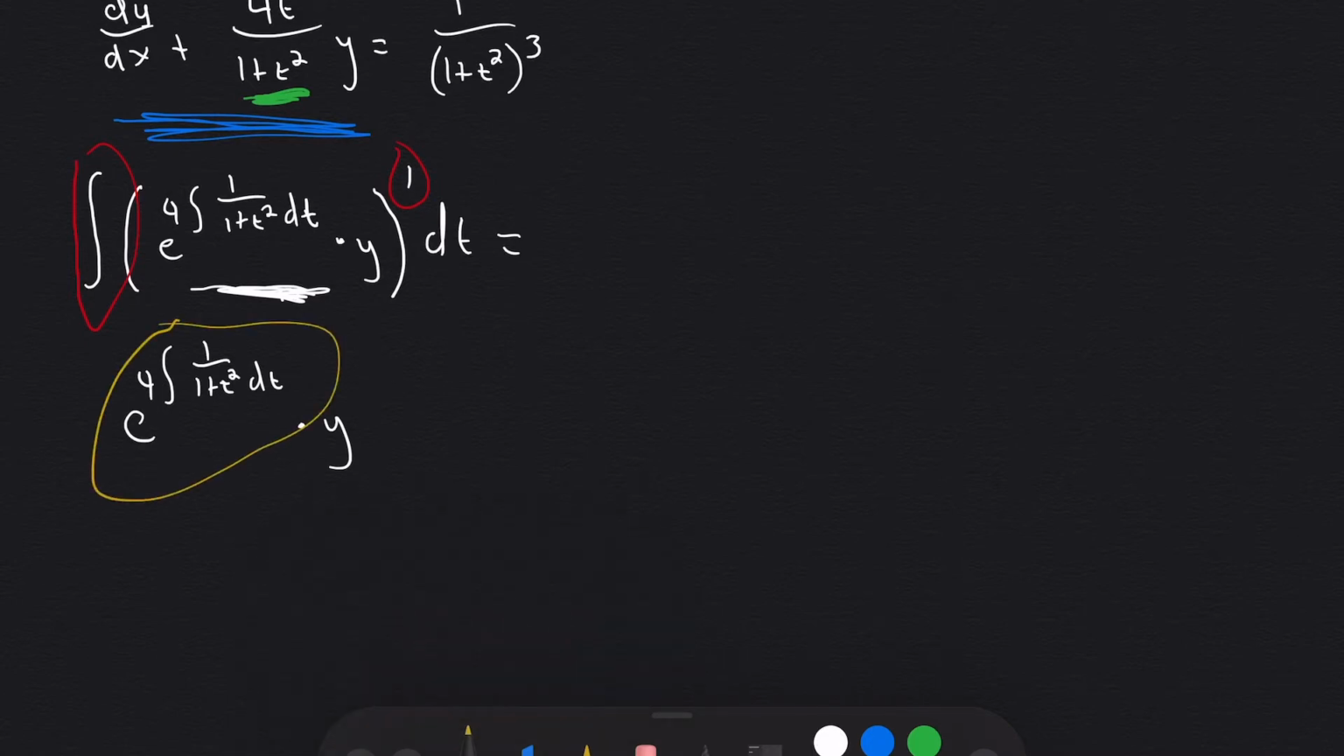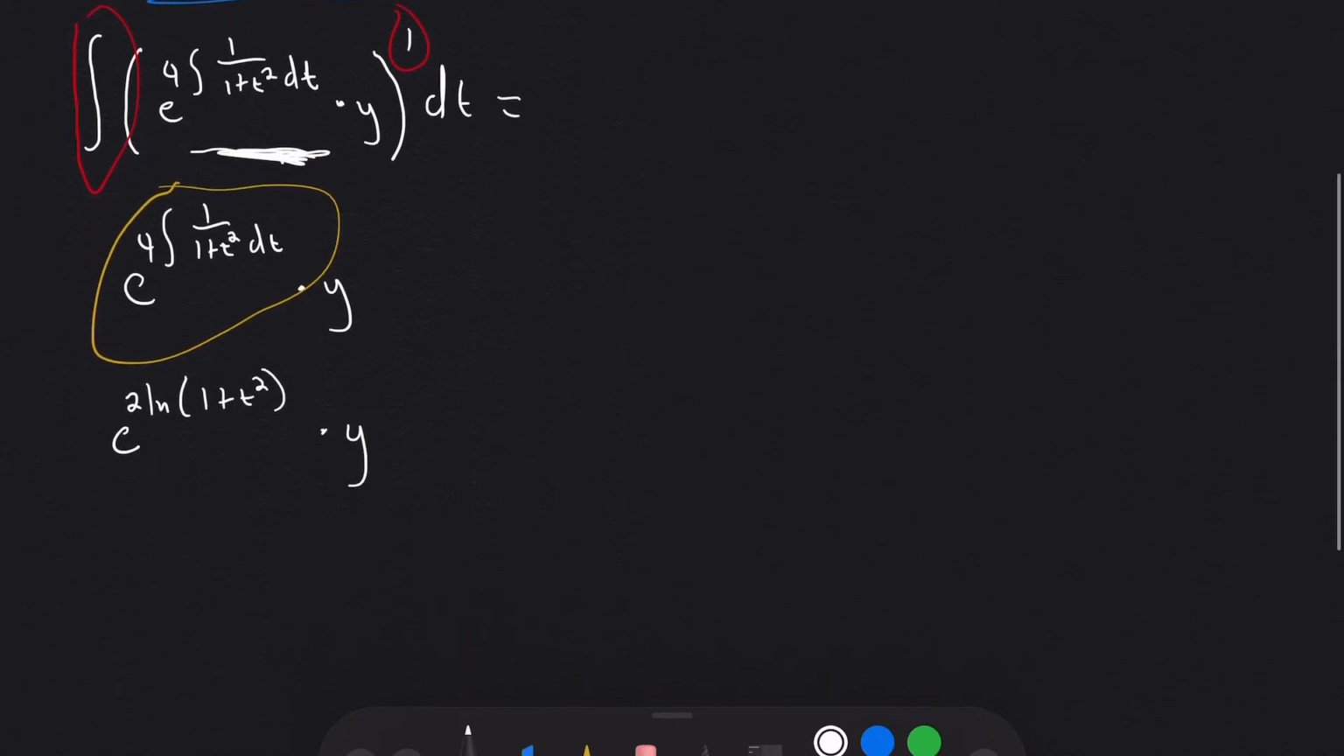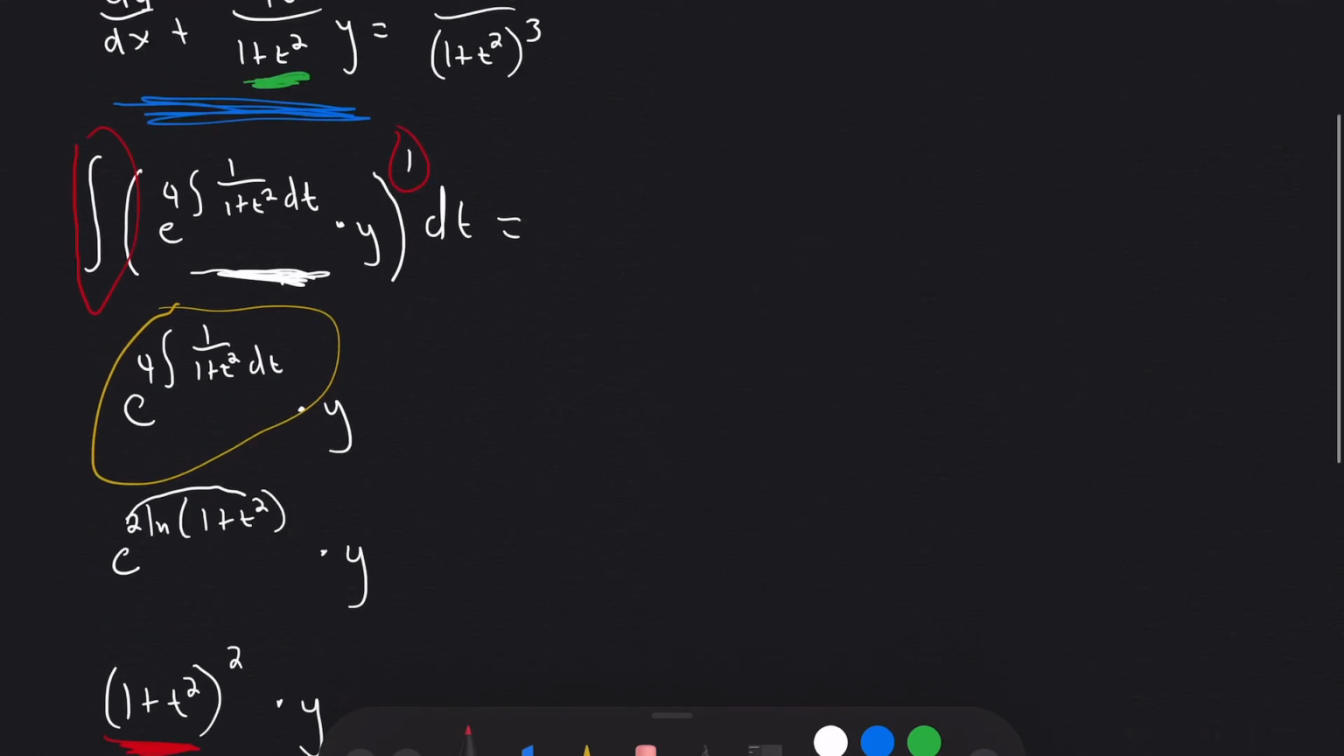So that is going to be e to the 2 ln(1 plus t squared). And using power rules, we can move this 2 up into here and square the input. And we know that e and the ln cancel out, so what we'll have is, okay, so this guy here is our integrating factor that we'll use on the right-hand side.